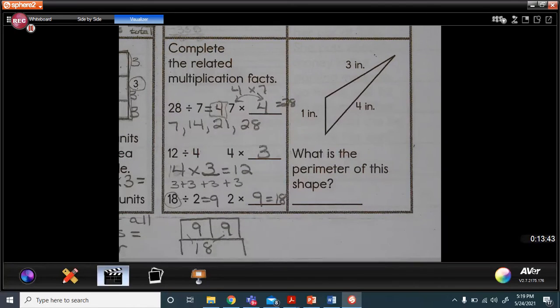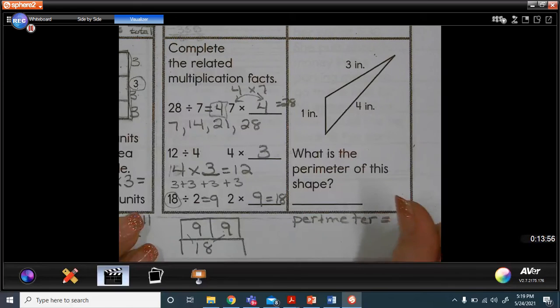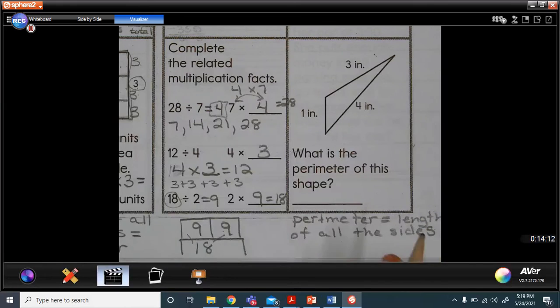Now, this last problem is a perimeter problem. And remember, perimeter, and everybody's going to write this, perimeter is the length of all the sides. Length, write this down, of all the sides. Now, since this isn't on grid paper, we don't have a chance to look at what the area or square units would be inside of this particular shape. But we can find the perimeter or the length of all the sides.